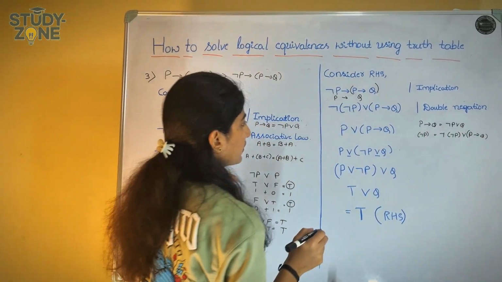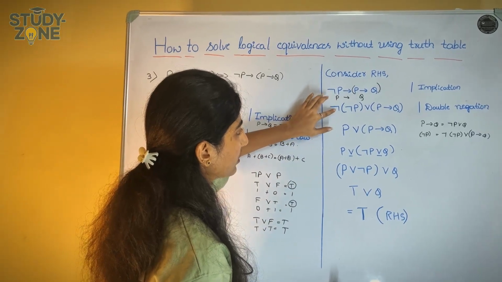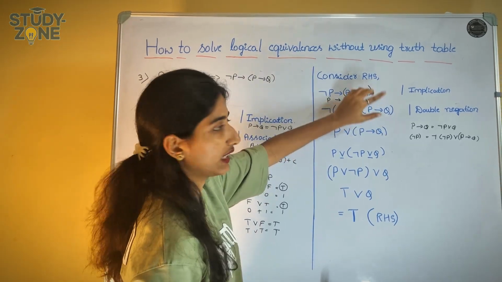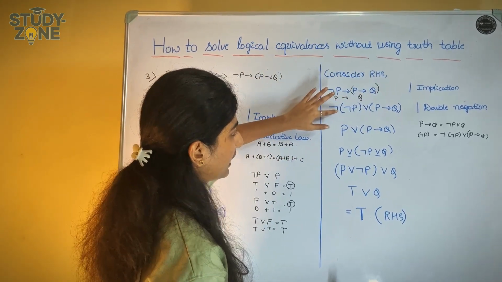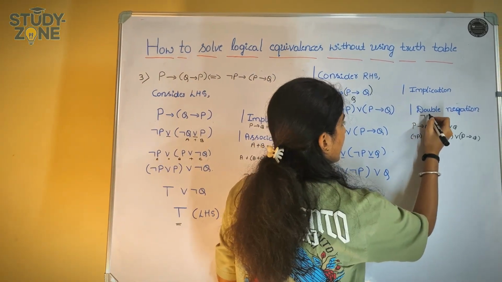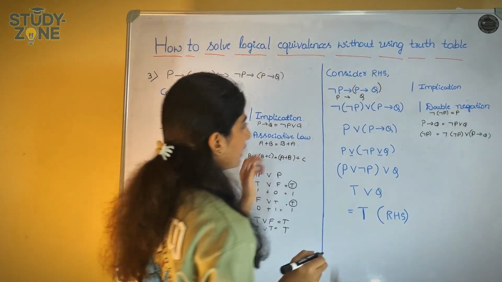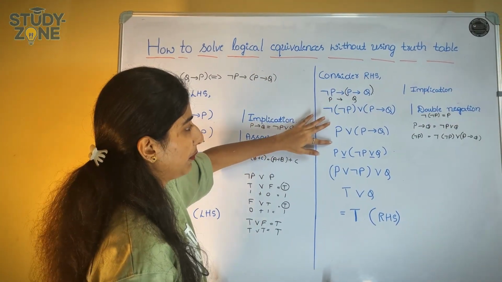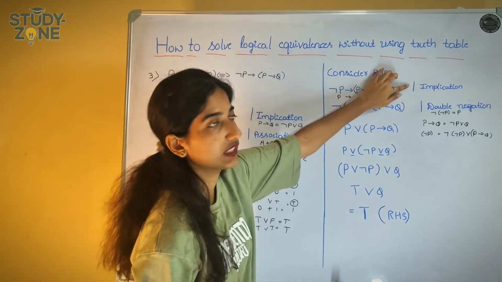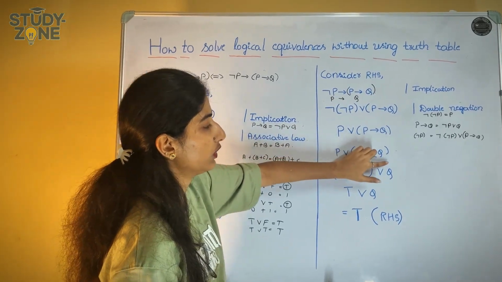So it will become negation of negation P or Q. Correct. So since we have negation P already, it will become negation of negation P or Q. And then apply the double negation law. You know about the double negation law, right? Here if it is not of not P, it will become P. So negation of negation P will be P, or P implies Q. Again we have to apply this implication law, that is P or not P or Q.